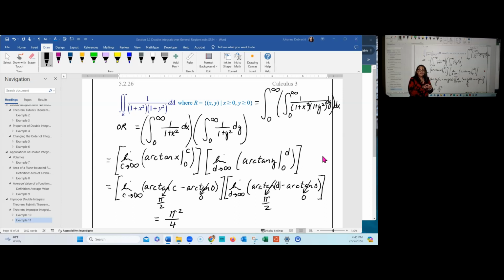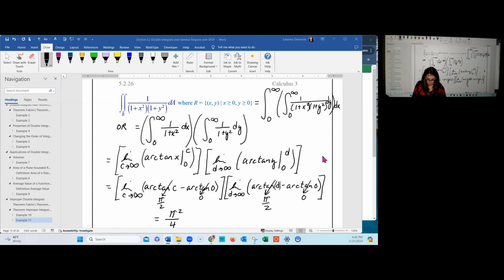Since I know that the function is continuous over it, since it's never undefined, then on my region, I can split it into two single improper integrals. This gives me the integral of 1 over 1 plus x squared, which we've already done, and which you may just recognize as being arctangent of the argument. In this case, we again get pi over 2 for each one and multiply them together to get pi squared over 4.